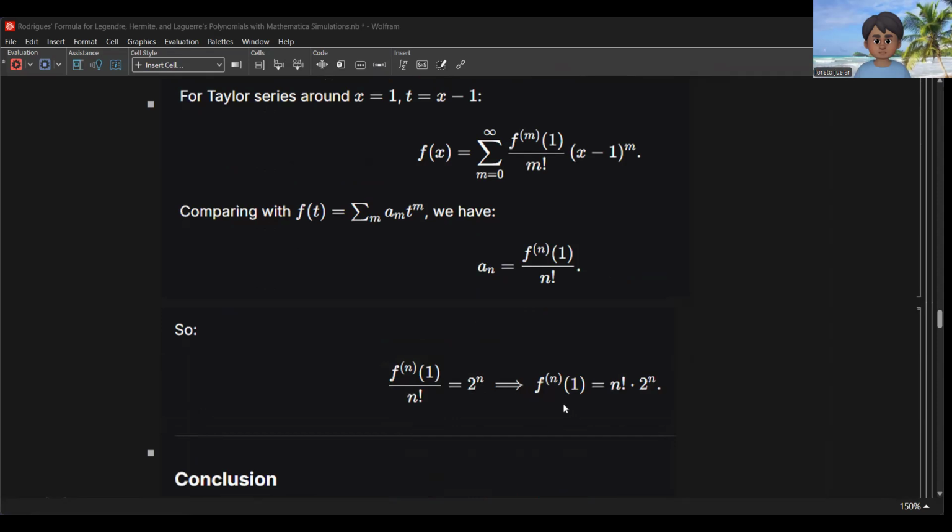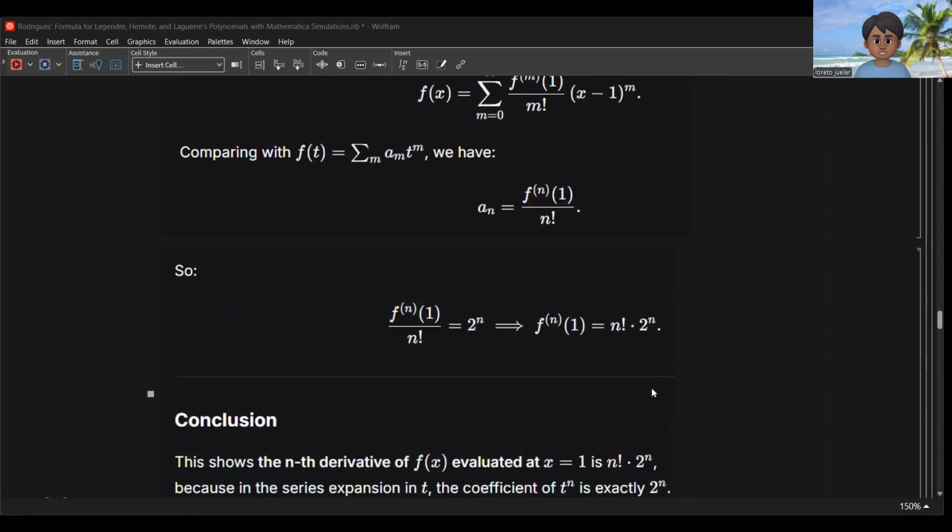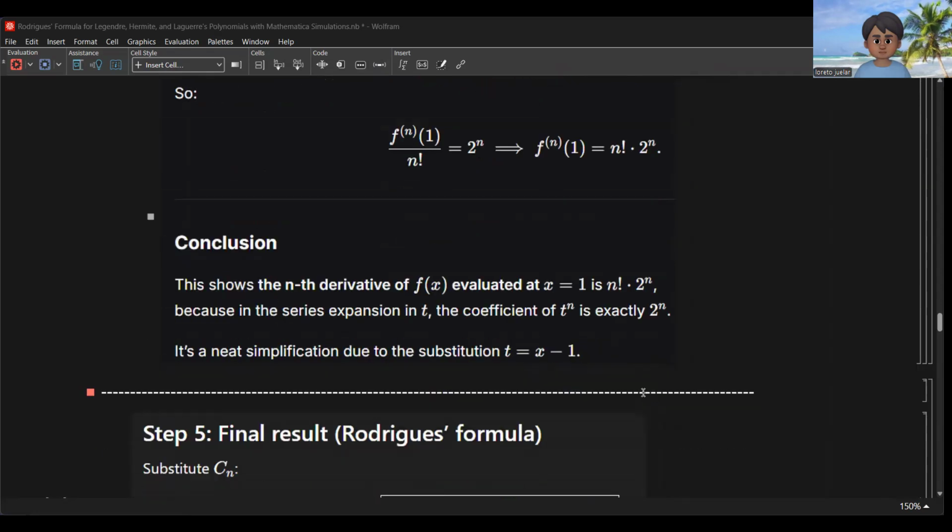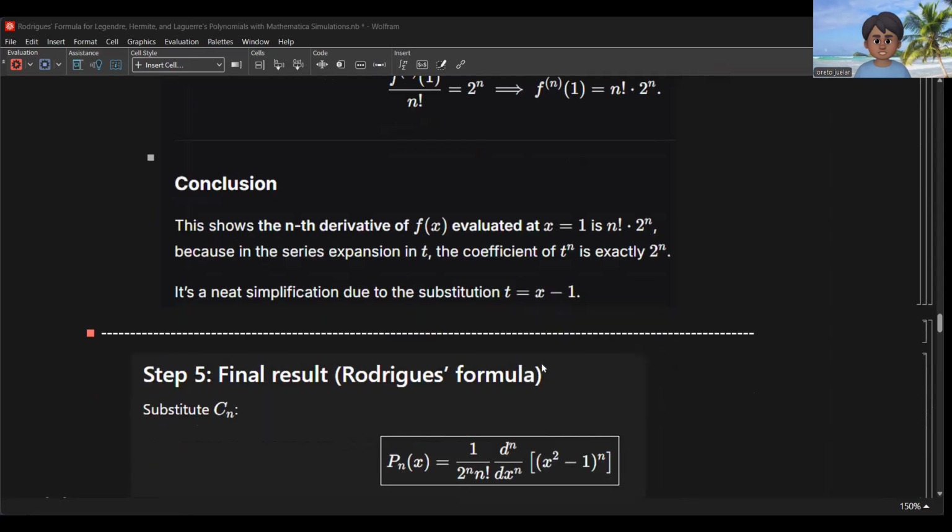So by multiplication, multiply both sides by n factorial. The n-th derivative of f at x equal to 1 is equal to n factorial times 2 to the n. So we have a conclusion here. This shows that the n-th derivative of f of x evaluated at x equal to 1 is n factorial times 2 to the n, because in the Taylor expansion in t, the coefficient of t to the n is exactly 2 to the n. So it is a neat simplification due to the substitution t equal to x minus 1.